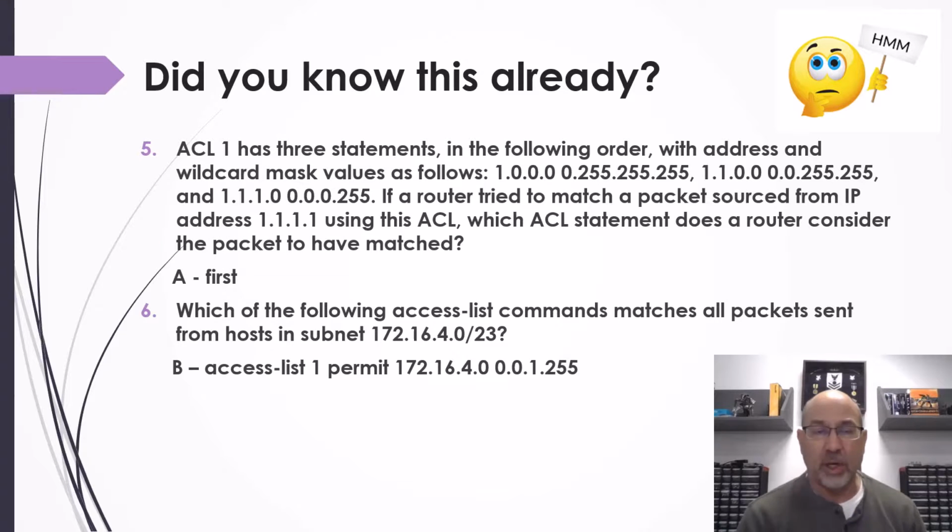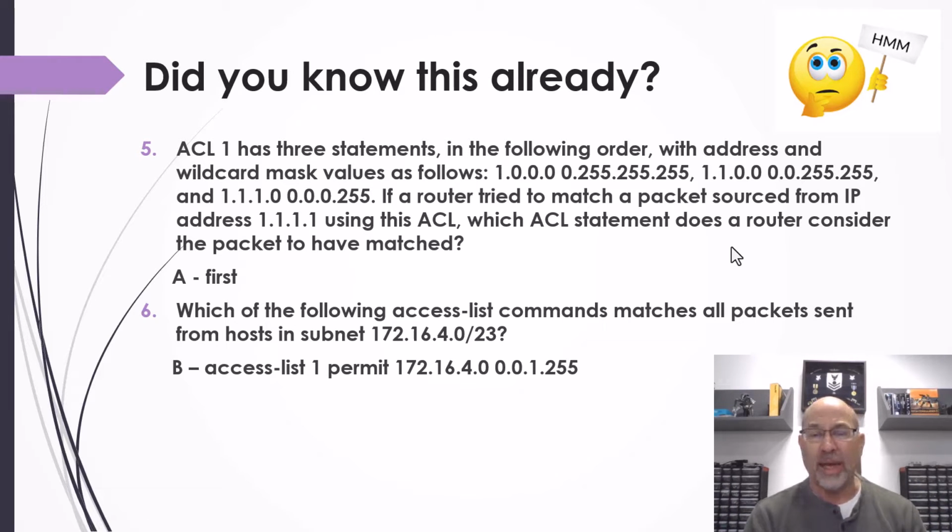Question number 5, ACL 1 has 3 statements in the following order. If a router tried to match a packet sourced from an IP address 1.1.1.1, using this ACL, which ACL statement does a router consider the packet to have matched? Well, we know the first match criteria. So if that logic says I match that first rule, then I'm going to take it. This rule right here, 1.0.0.0, 0.255.255.255 matches everything from the 1 net. So the answer is A, the first one.